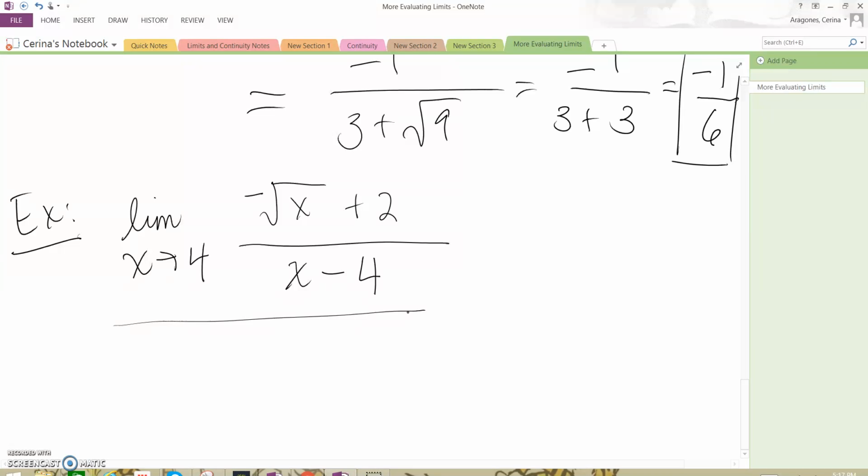In the next video, we'll discuss even more ways to algebraically evaluate a limit, as well as start talking about asymptotes and how they are related to limits as well.